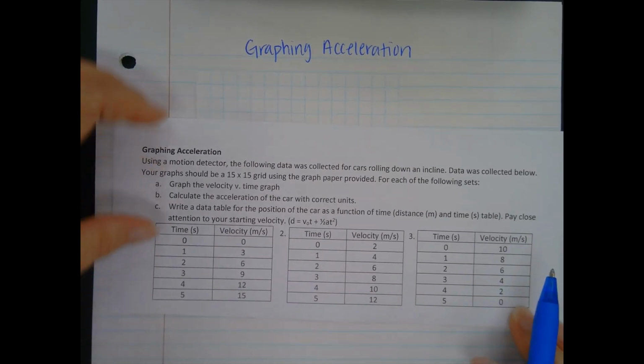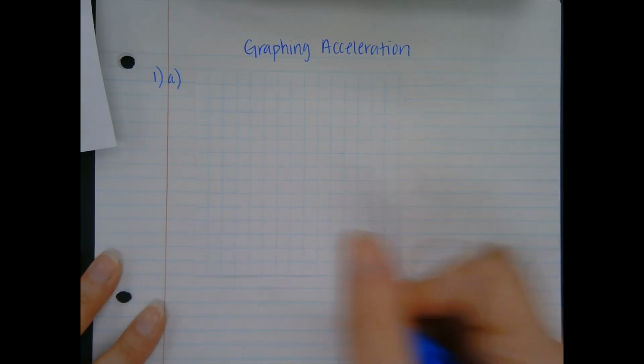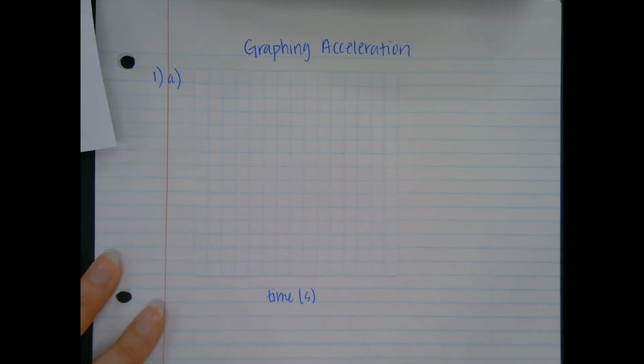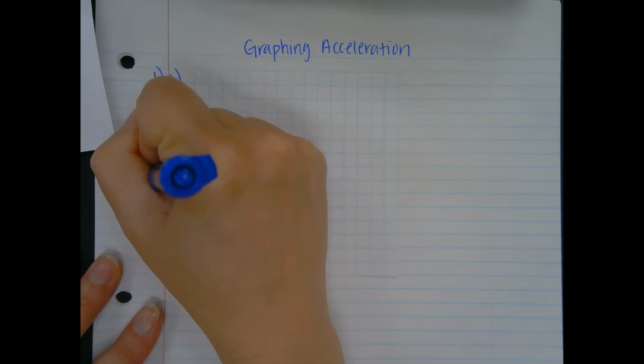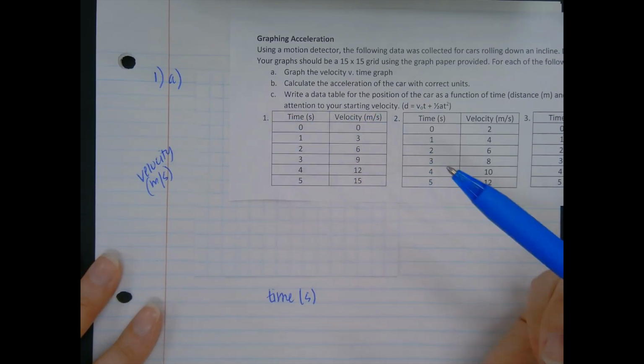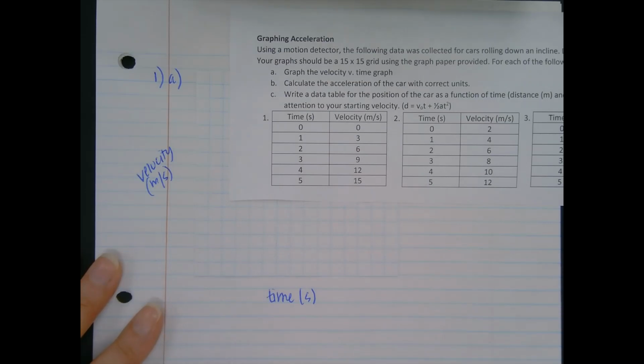So let's take a look at number one. The first thing I'm going to do is graph. So number one, part A is graphing. I have my time in seconds as my x variable and my velocity in meters per second as y, and all I'm going to do is take a look at number one, and I'm going to graph this data right here. So I'm going to pick a scale that best fits my data. So remember, your scale is not your data, it's the one that best fits your data.